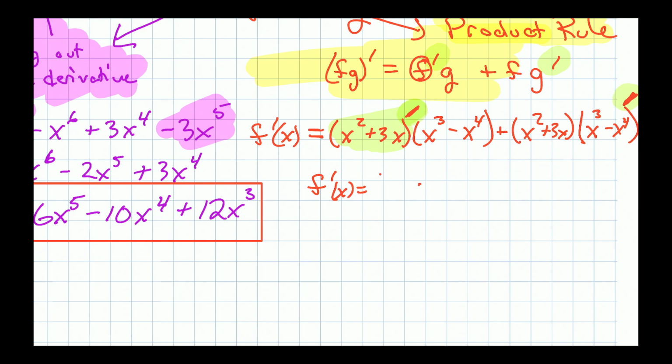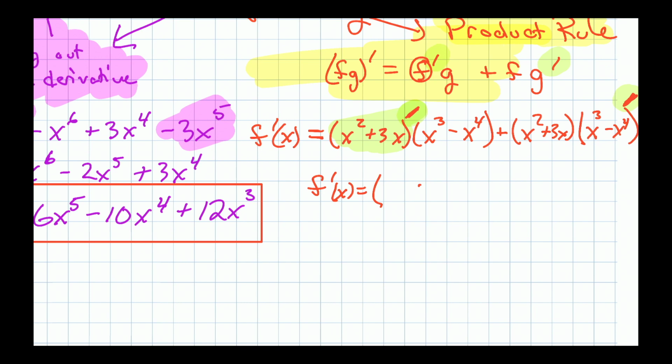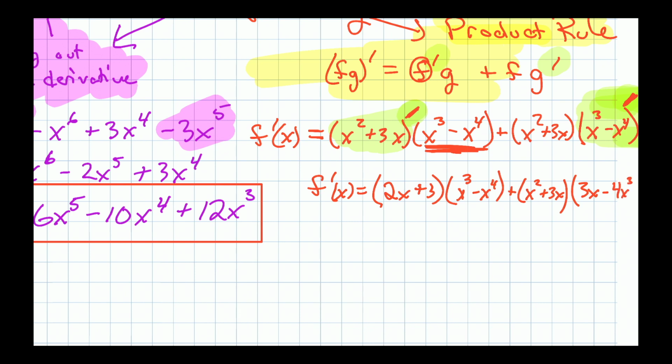So what's the derivative of x squared plus 3x? The derivative of x squared is 2x. The derivative of 3x is 3. So there's my derivative. The next term has no prime, so you just write it. The last term has a prime, so you take the derivative. So the derivative of x cubed is 3x squared, and the derivative of x to the fourth is 4x cubed. So there you go. So there's your derivative.